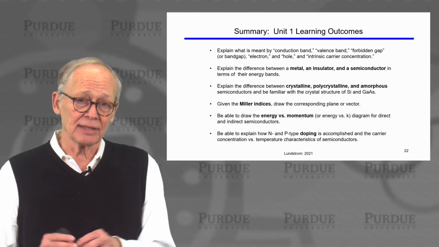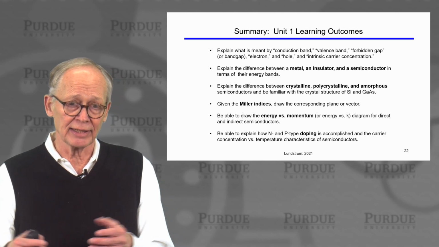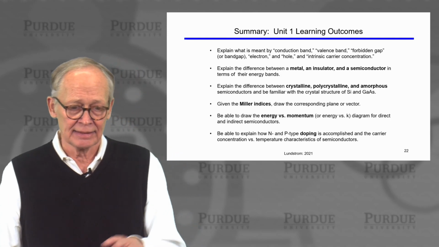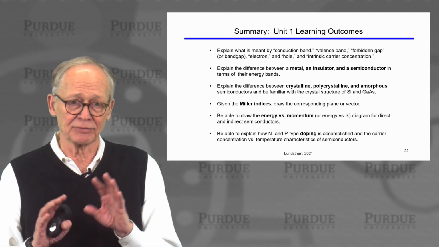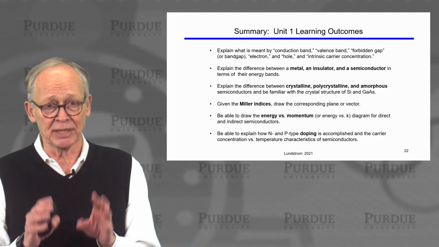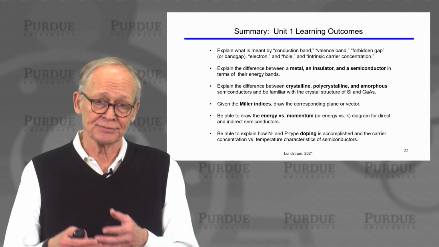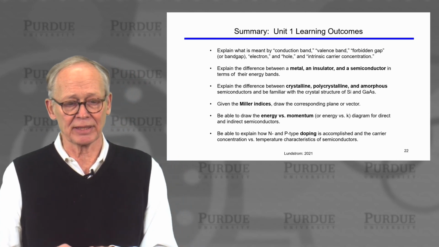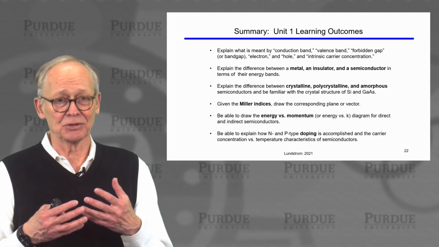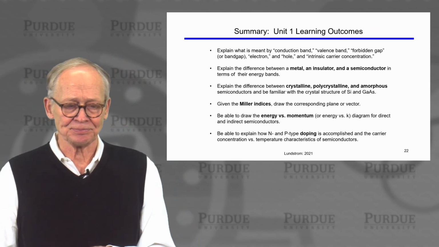Okay, that's a summary of the concepts that you should be familiar with and that we will be building on over and over again throughout the remainder of this course, so make sure you're comfortable with these concepts. You know, the concepts: conduction band, valence band, forbidden gap. Be sure you understand what we mean by a metal, a semiconductor, and an insulator. Understand crystalline, amorphous, and polycrystalline semiconductors. Know how to draw Miller planes and Miller directions. Given a plane, know how to deduce its Miller indices.